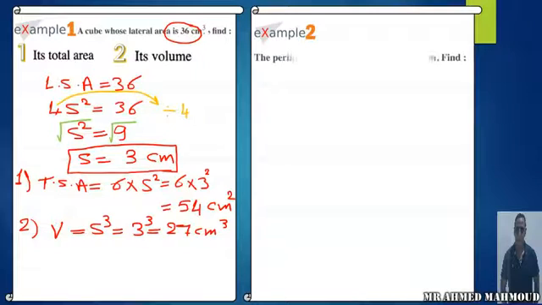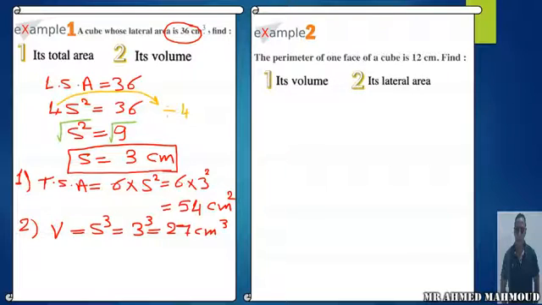example 2. If the perimeter of one face of a cube equals 12 centimeters, find number 1, its volume, and number 2, its lateral area. First, I'm going to start with the given. The given here is the perimeter equals 12.